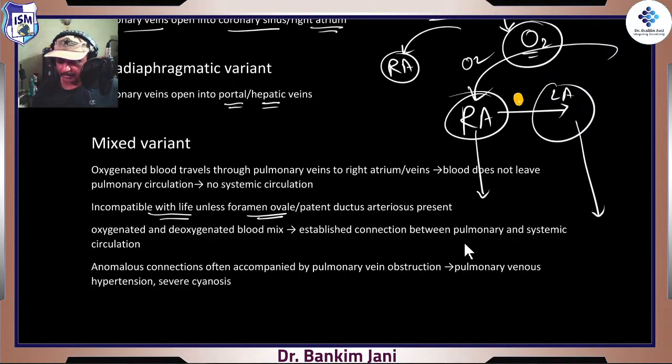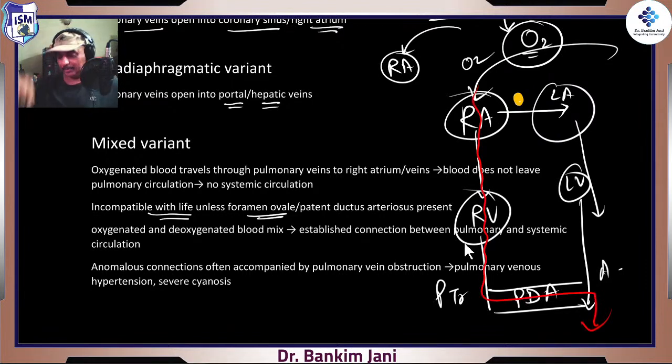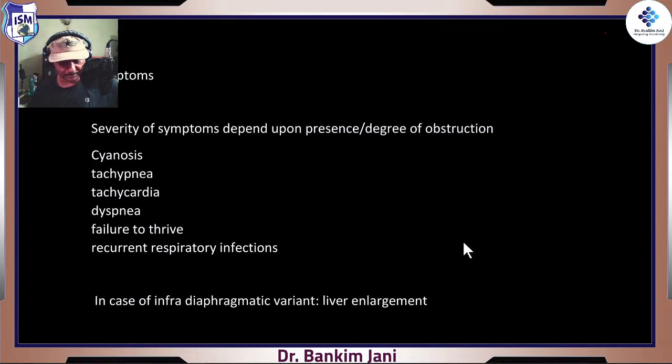This blood will go into the right ventricle, and then from the right ventricle, the pulmonary trunk. And then left atrium to left ventricle, and there is the aorta. But if there is a patent ductus arteriosus, in that case this particular blood will go here, here, here, here. And from here, once again, it will go into the body and the patient would survive. So these are the survival routes.